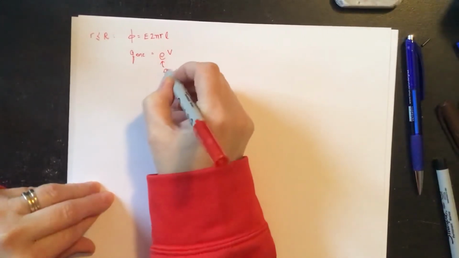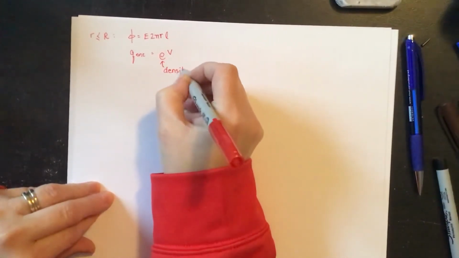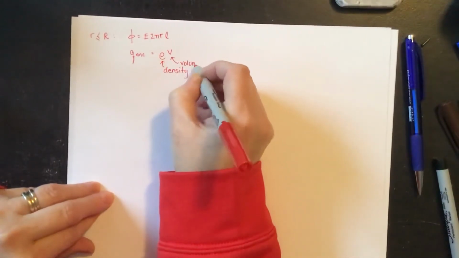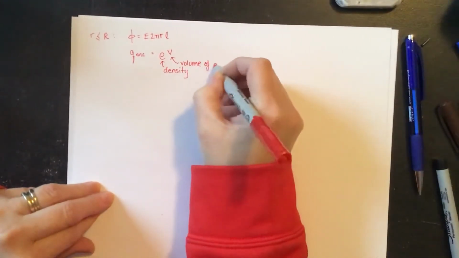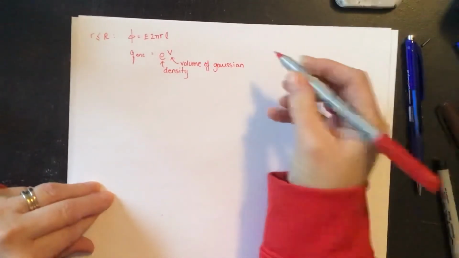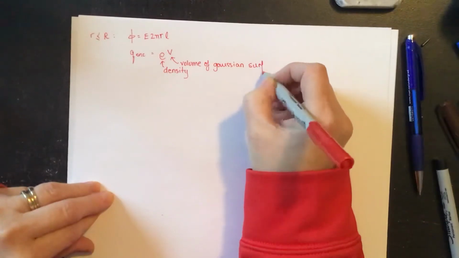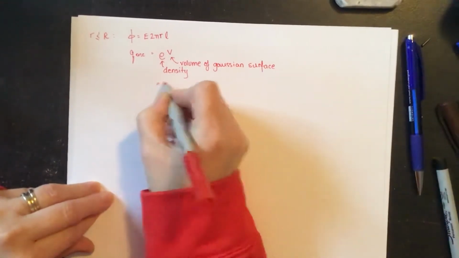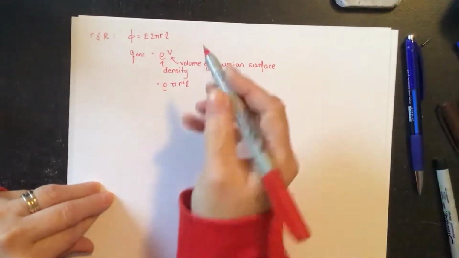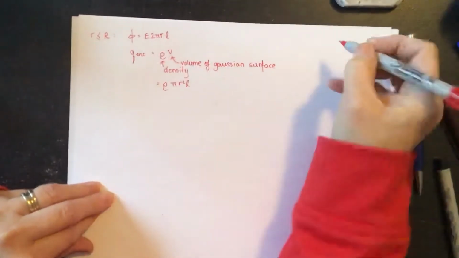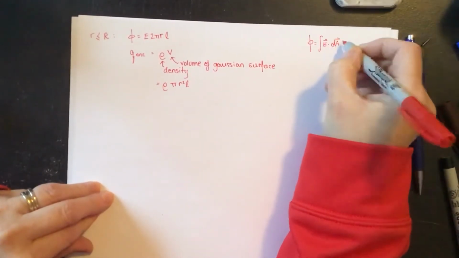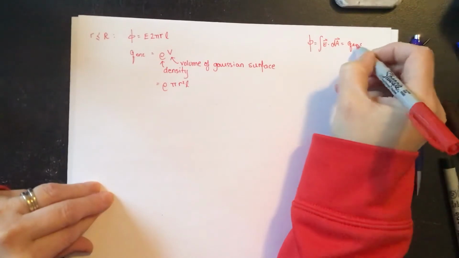So rho is the density. That was a constant and that was given. V is the volume of the Gaussian surface, which was a cylinder with radius r and length L. So that's rho times pi r squared times the length L. Okay, we know our flux from Gauss's law. It's the integral of E dot dA equals Q enclosed over epsilon naught.